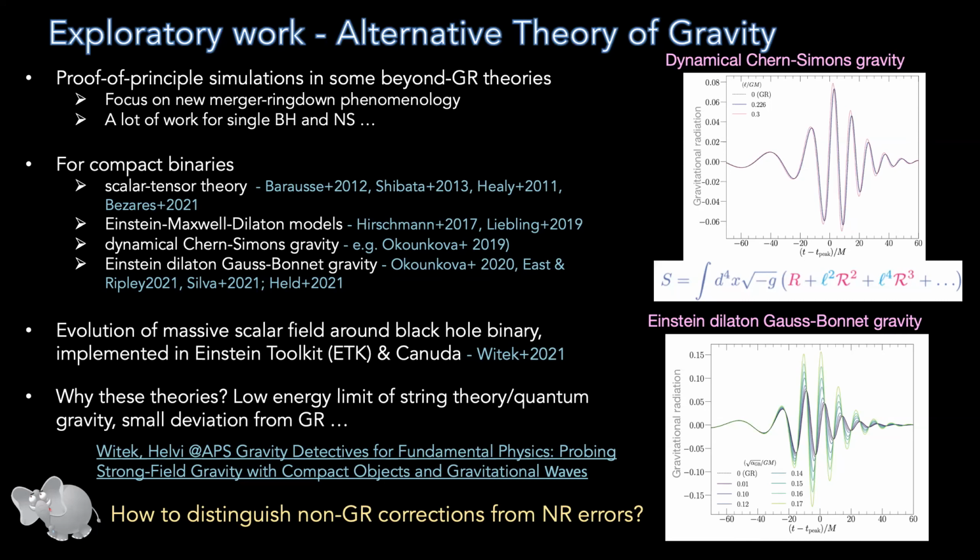So this is really exciting because one can start exploring these theories. The motivation behind these theories is usually because they are low energy limits of string theory or quantum gravity that contain small deviations from GR. The big elephant in the room is how we need to really model more of those. There are many of these theories, and we need to be able to distinguish non-GR corrections from, for example, numerical relativity error. Okay.